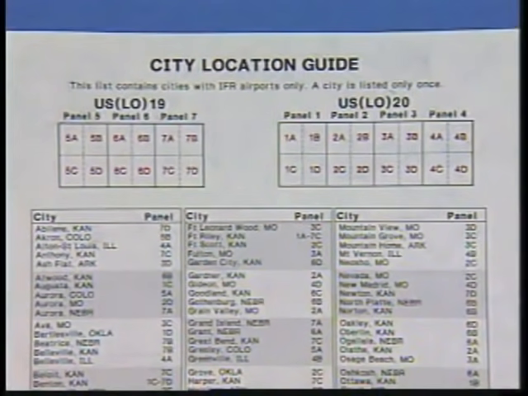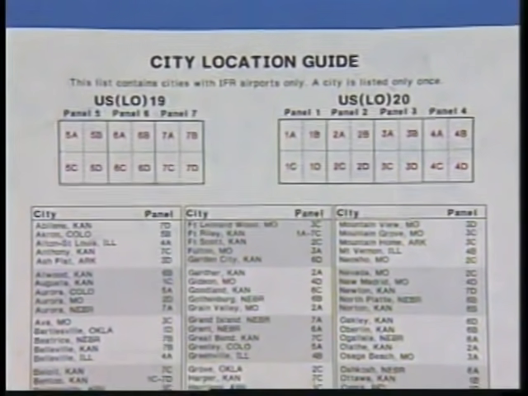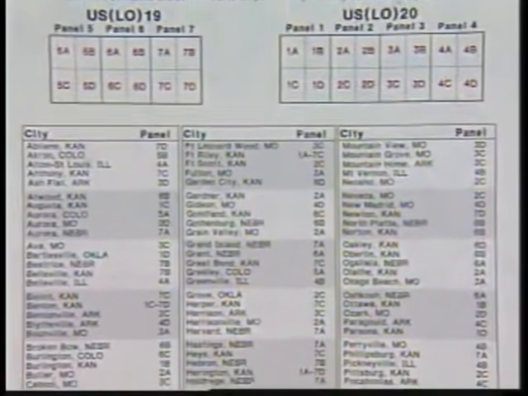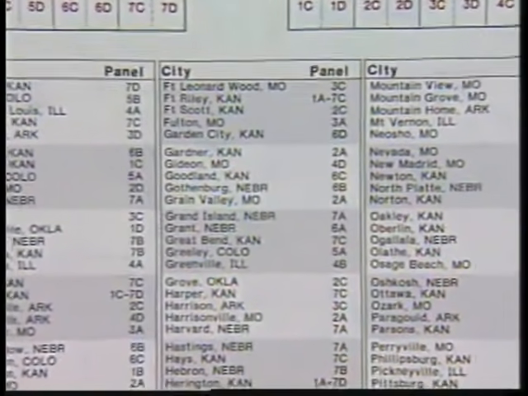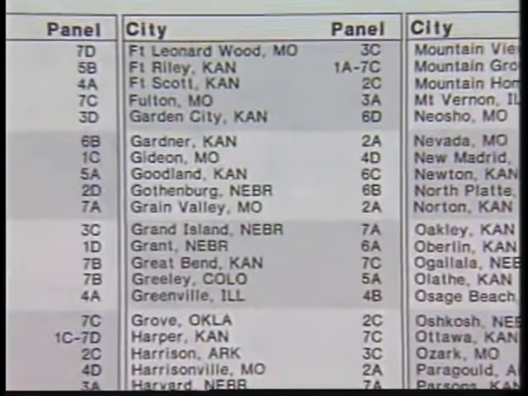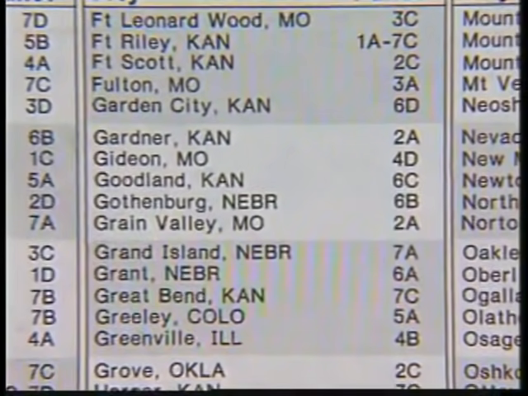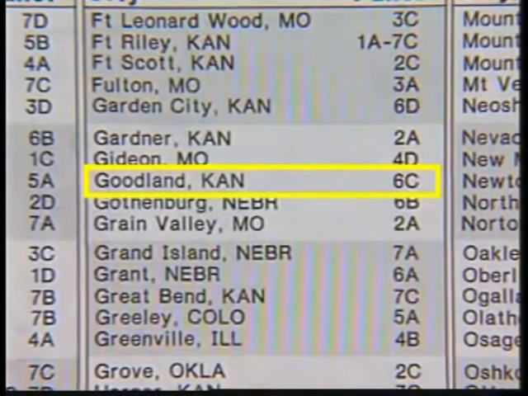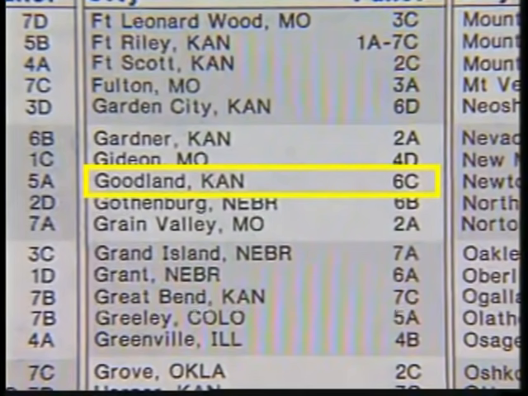The bottom portion of the front panel is the City Location Guide. This is an alphabetical list of cities with IFR airports only, and their corresponding locations on the chart. For example, Goodland is located on Panel 6, Section C.